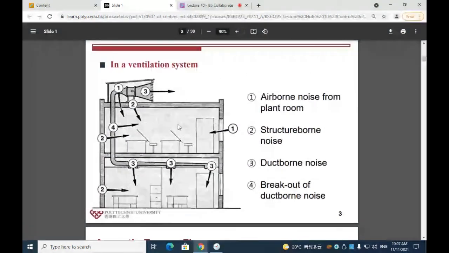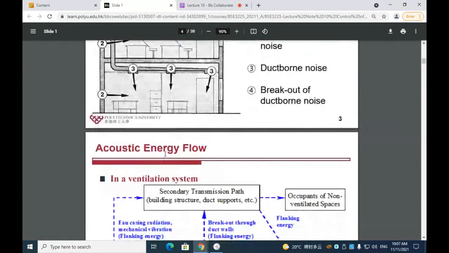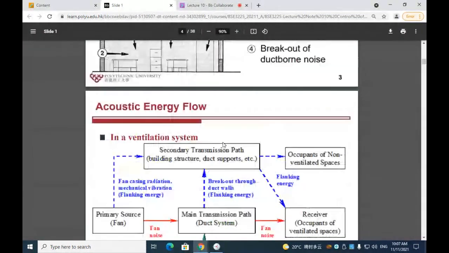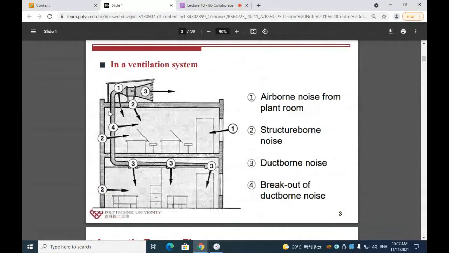By looking at the figure here, we see the building structure as shown here and duct supports as shown here. In this figure, the top part of the space is a non-ventilated space, and the bottom part of the space is ventilated space, as it directly shows supply grills here, 1, 2, 3.